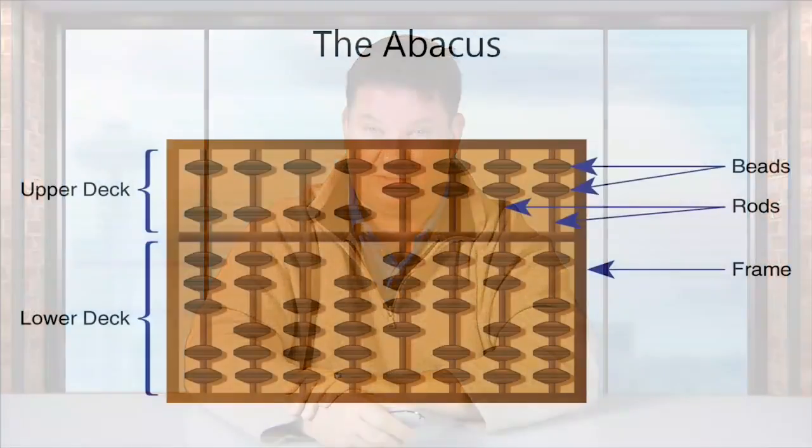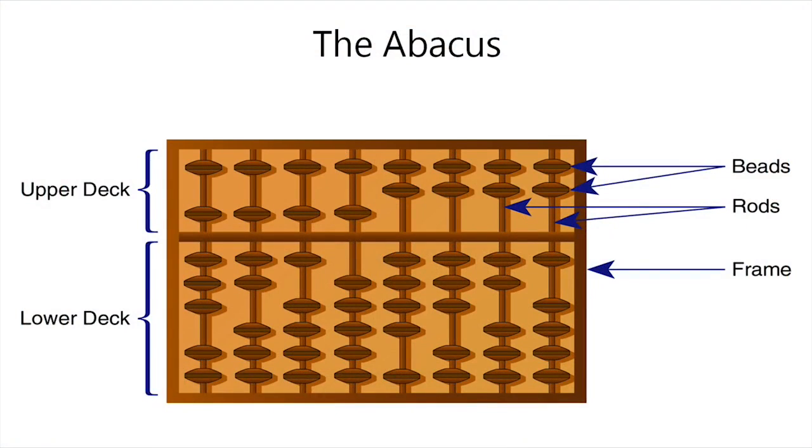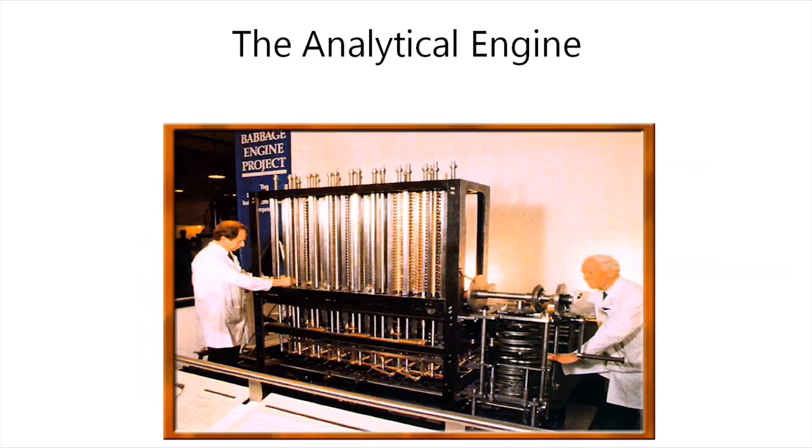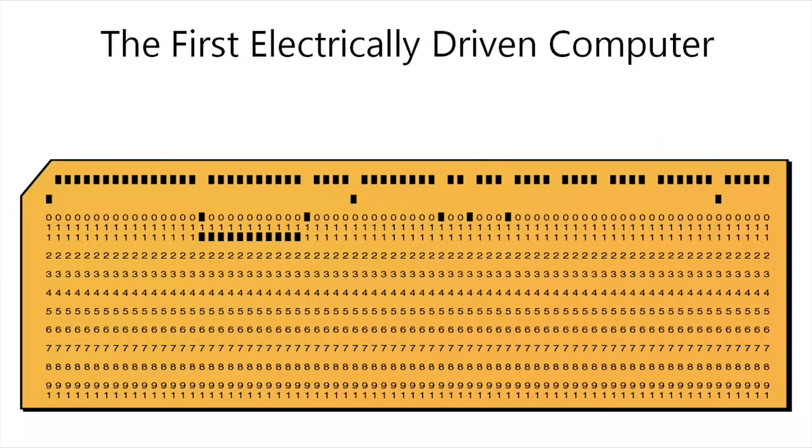So with respect to the abacus, we have the upper deck across the top here, and then the lower deck across the bottom. The lower deck we call the frame, and then we have beads and rods, and you just move the little things around to perform the mathematical operations. We also had an analytical engine, and this is what it looked like, a more advanced version.